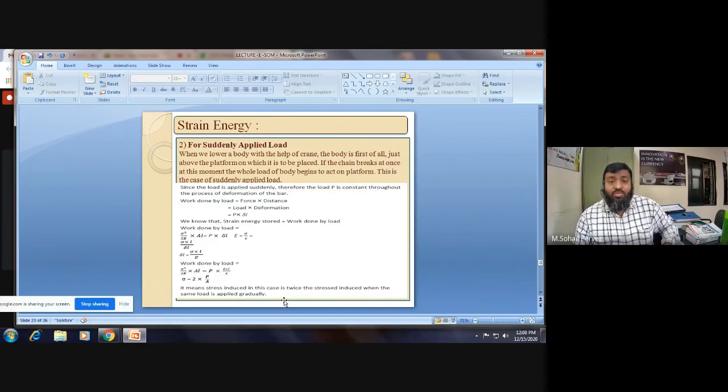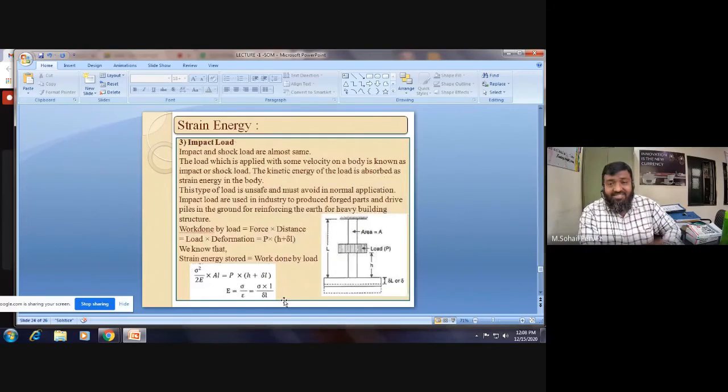And it is true also, because when we apply sudden load, then obviously the entire magnitude is acting, and that's why the stress would be doubled. And now the third case, impact load.